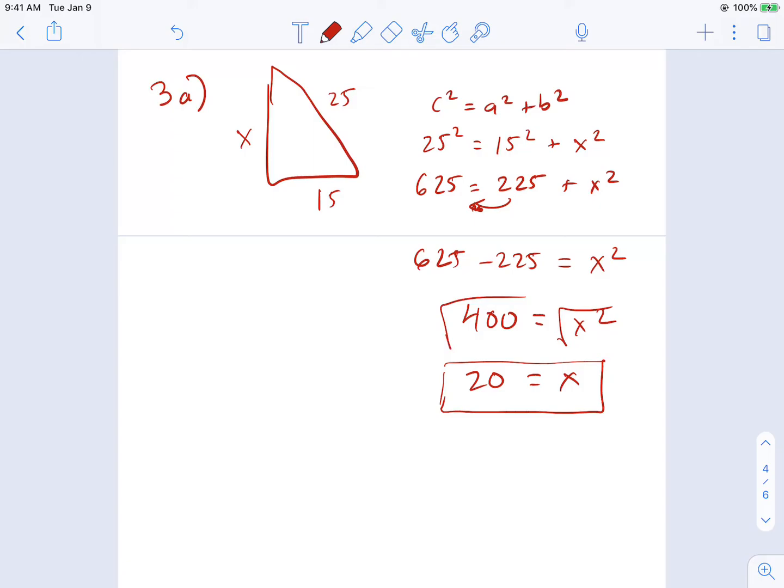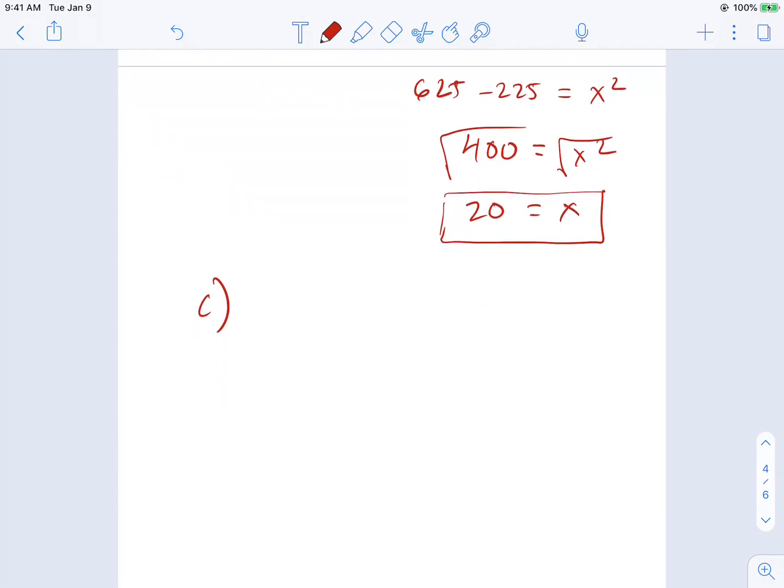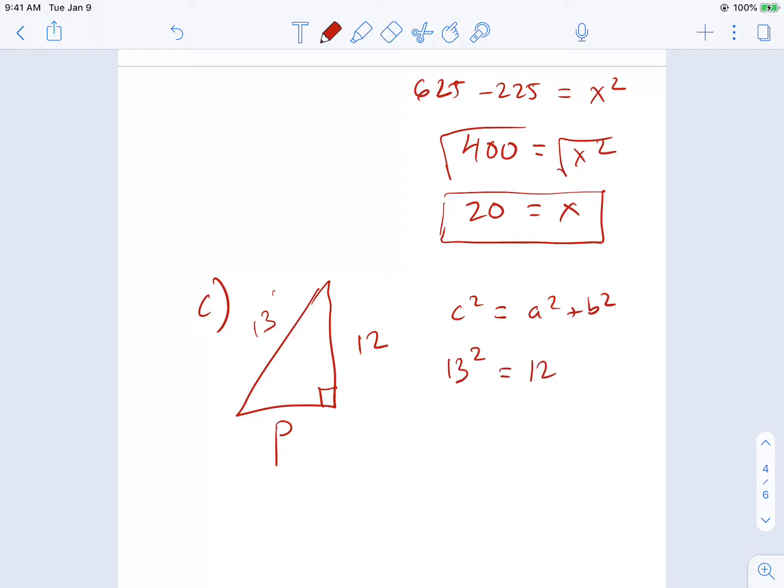Perfect. Next thing we'll do, we'll move on to 3c. And 3c, we're going to do the exact same thing. We have a triangle that looks now like this, 13, 12, and the missing side is p. So here's our right angle. So we have c squared equals a squared plus b squared. C squared is 13 squared equals 12 squared plus p squared.